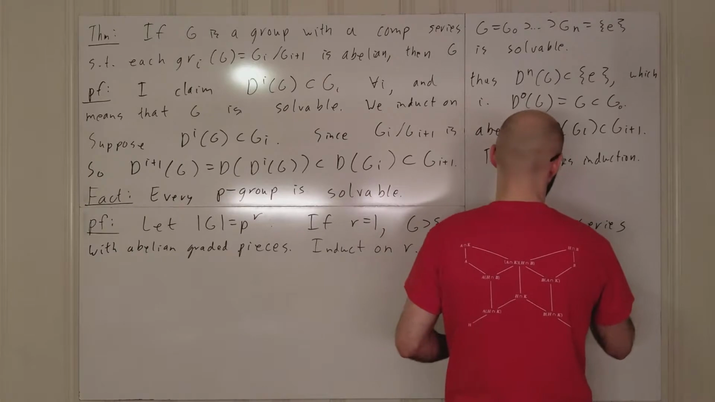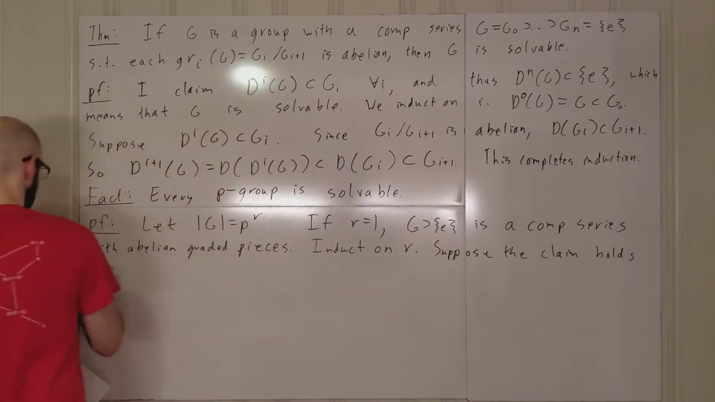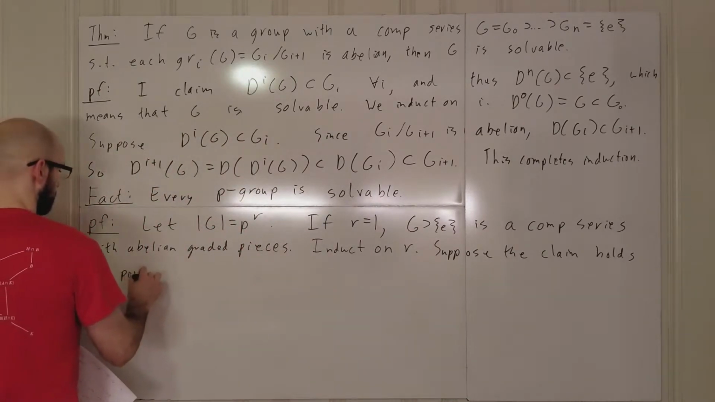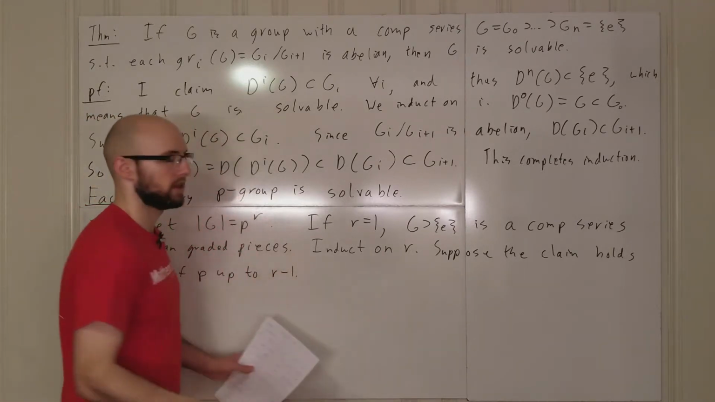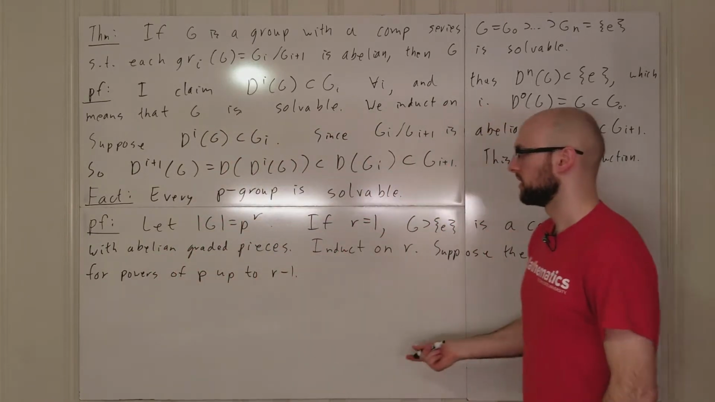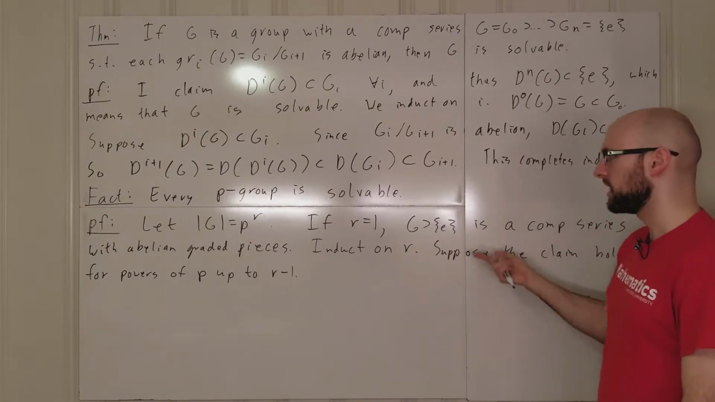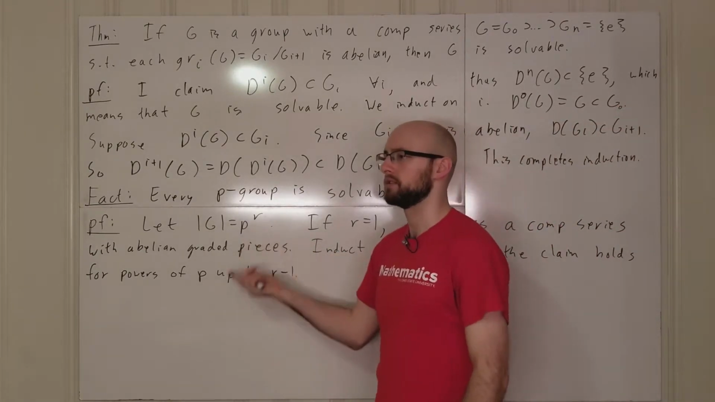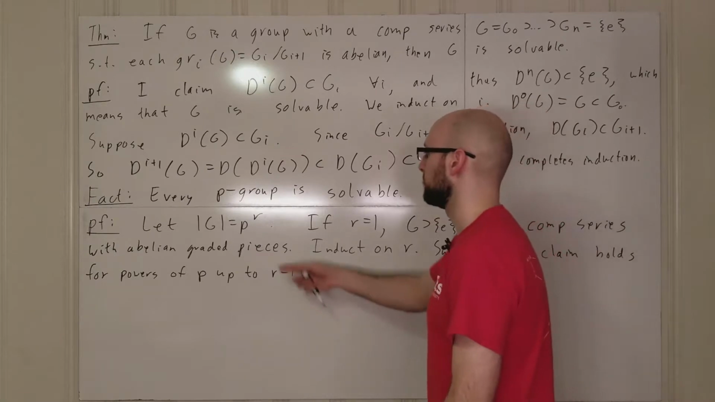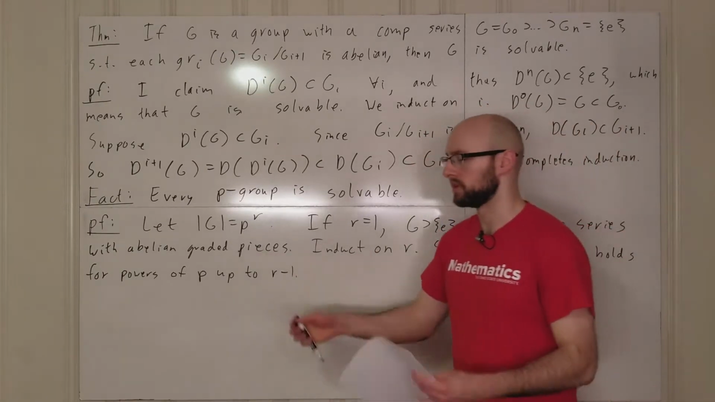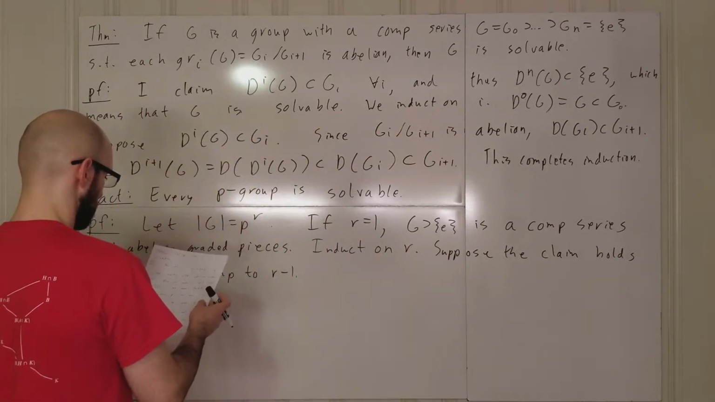Suppose the claim holds for powers of p up to r minus 1. And then we have to prove that it holds for groups of order p to the r. So we suppose that for every group whose order is p to the s, where s is less than r, it's solvable. And now we take a group whose order is p to the r, and then we want to prove that it's solvable.